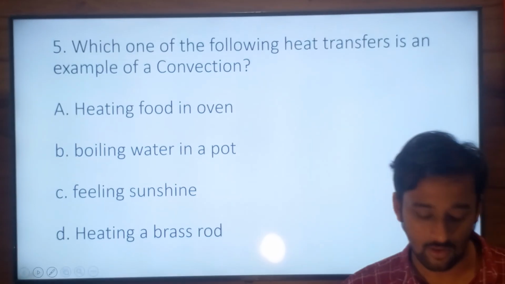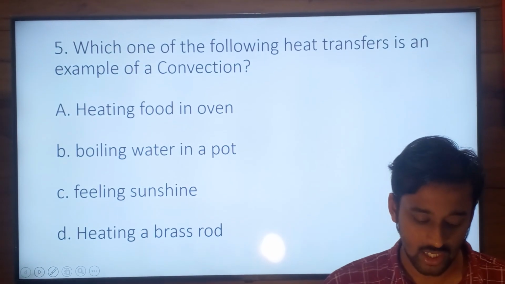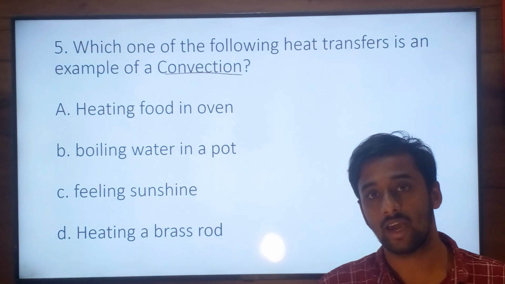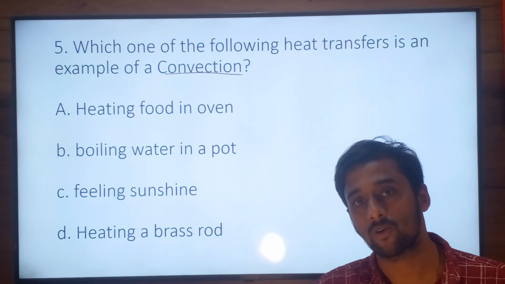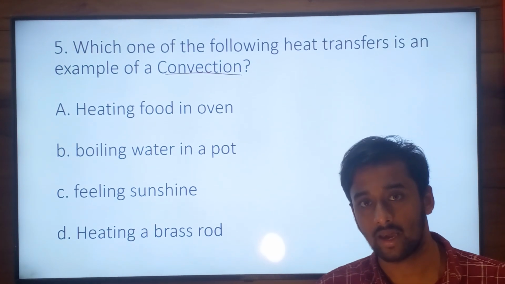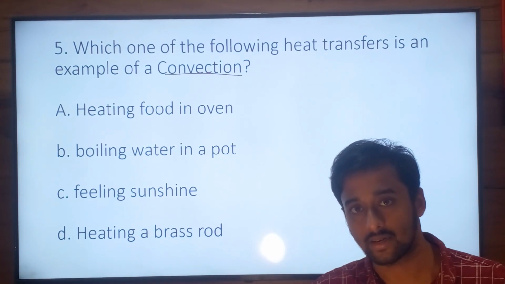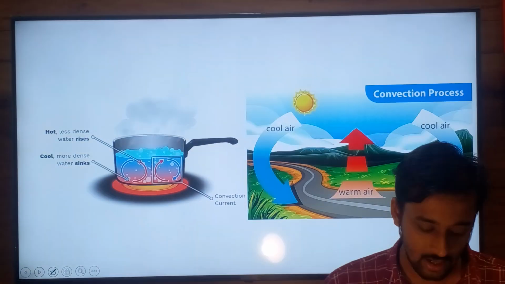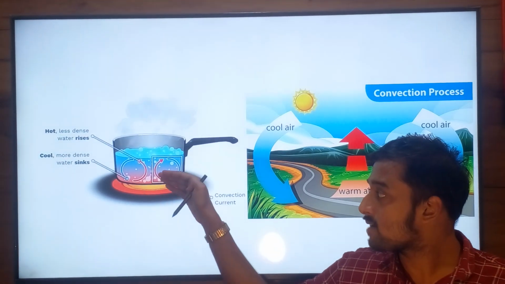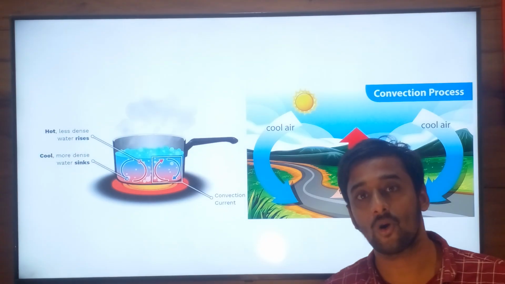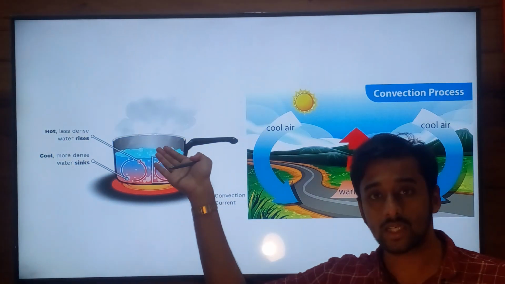Question 5. Which of the following heat transfers is an example of convection? Now, convection we have done in a previous quiz also in detail. It is that mode of transfer of heat in which one layer of air goes up and another layer of air comes down due to change in density. Okay, so you can see over here, this is a small scale example of convection. The water layer which is close to the heat gets heated, its volume increases, density decreases. As a result, it rises up to the surface.